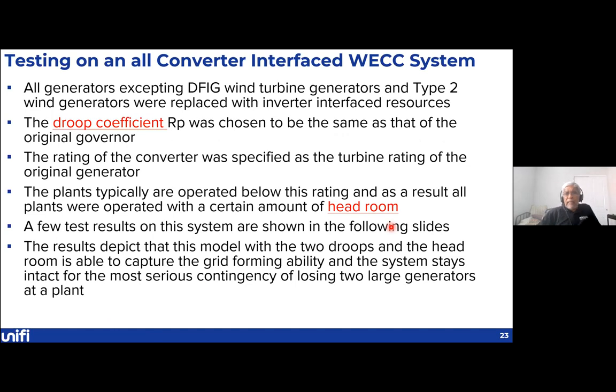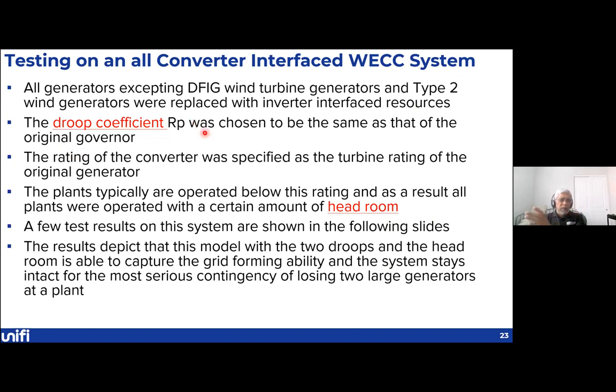So after doing this validation, we wanted to test how this inverter model performs. And we tested it on a full-blown WECC model. In this particular model, all generators within the WECC, excepting those that were doubly fed induction generators, wind turbine generators, and type 2 wind generators, were replaced with inverter interfaced resources. There were quite a few doubly fed, but we left them as they are.